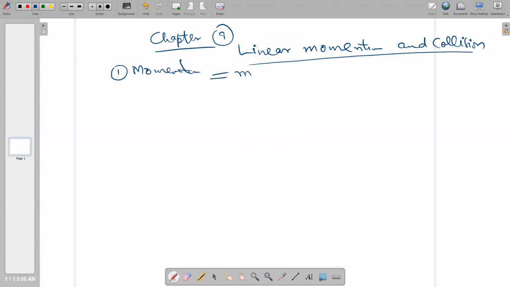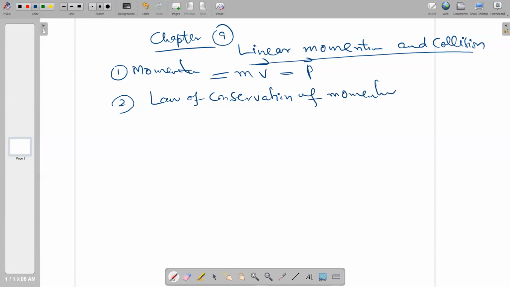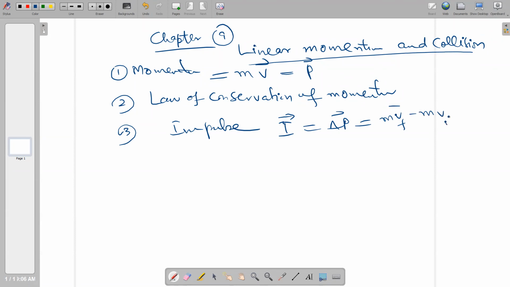In momentum, you remember that this is mv, and momentum is a vector quantity. Second, we studied the law of conservation of momentum, which means momentum before collision is equal to momentum after collision. The third is the impulse. Impulse I is equal to delta P, and this is equal to mvf minus mvi.